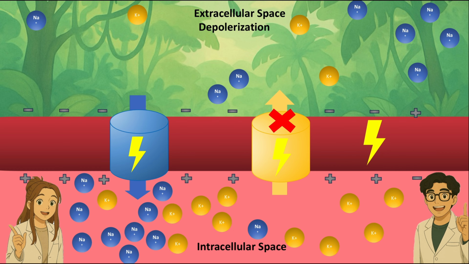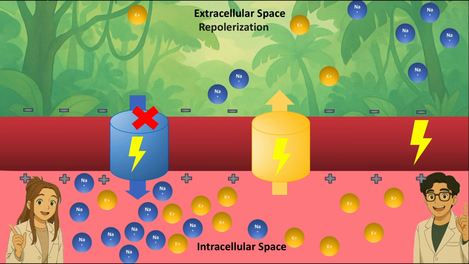Keep in mind, the positive 30 to 40 millivolts is only for the inside of the cell. It's not the membrane potential. The membrane potential during depolarization is negative 55 millivolts. Now, the neuron doesn't stay excited forever.